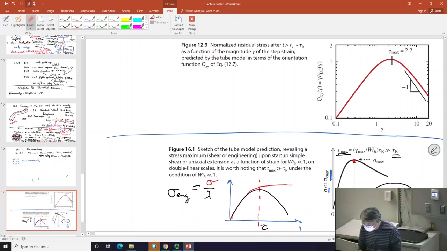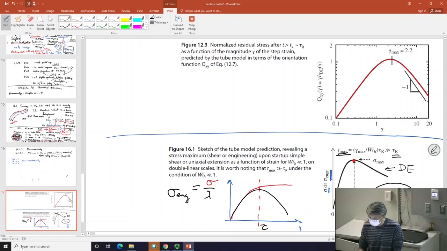So as you shear more, the stress cannot build up because your orientation starts to... it's all described in, so I don't think I need to go into any details. It's all described in Doi and Edwards' book.